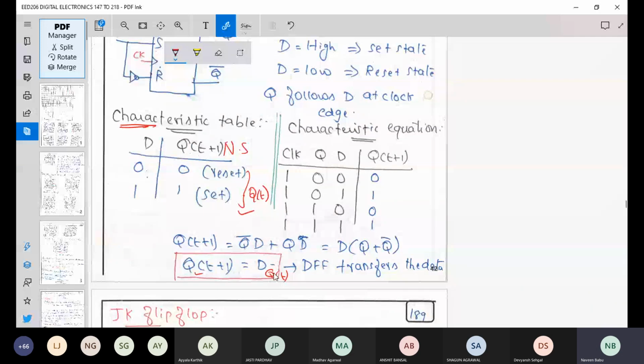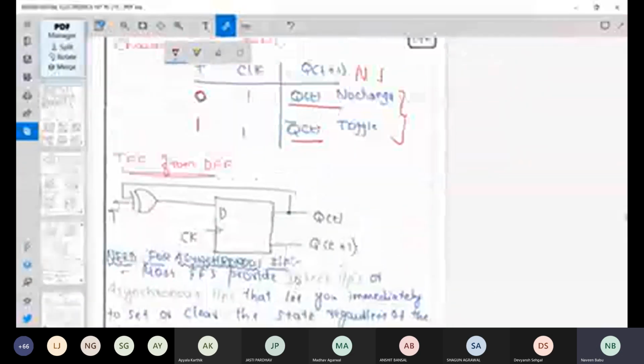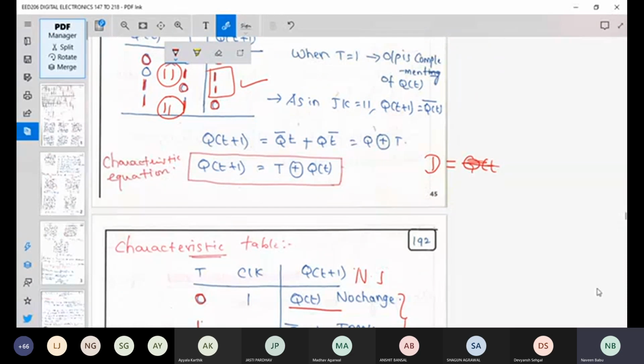Okay. So your Q of T plus 1 is just D. All we need to do is create a T flip-flop. So your next state will be an XOR gate of this T. So your toggle input, when you XOR this, you will get the next state of your T flip-flop. So this simple logic is what we deploy here to implement a T flip-flop.